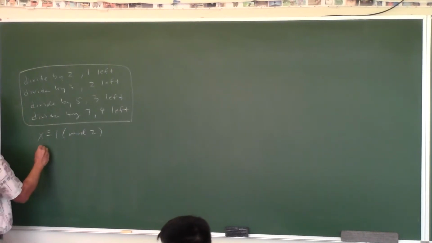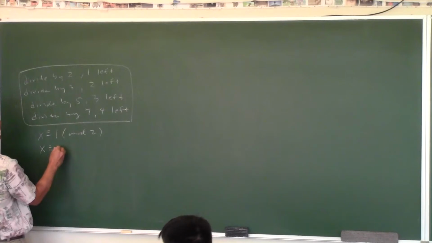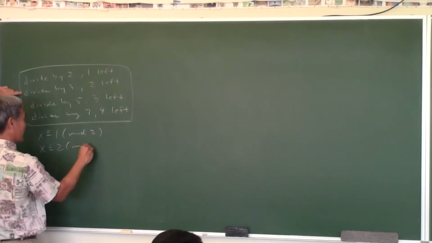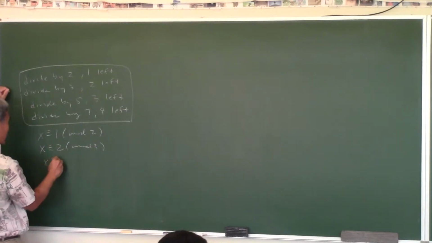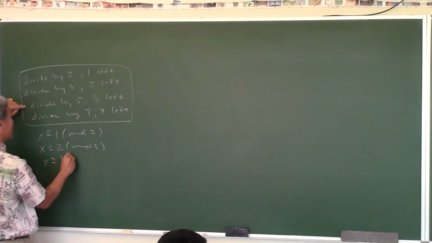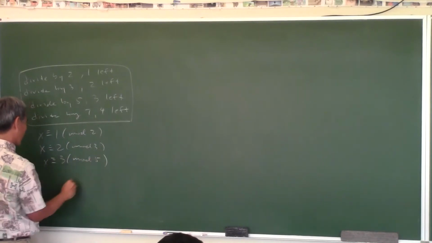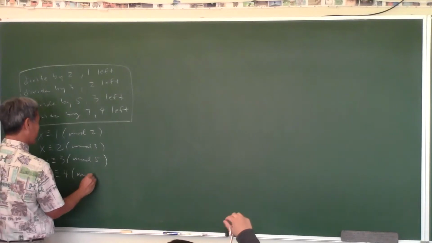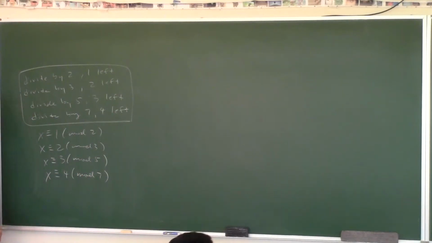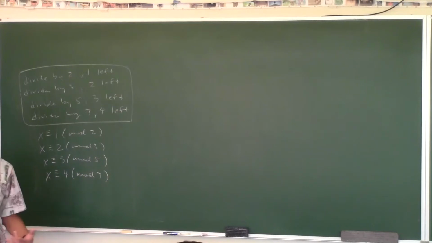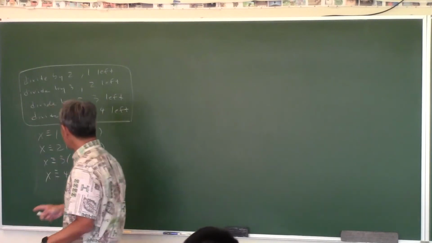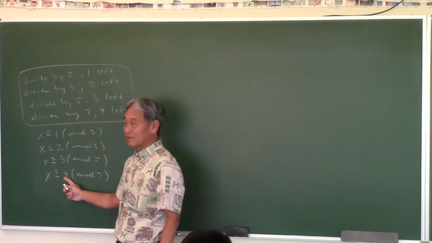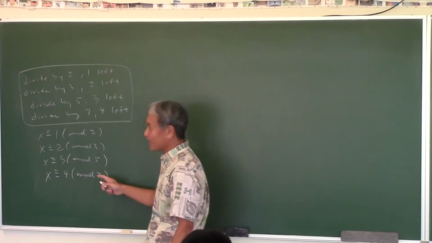Yes. Okay, so this number we're looking for also has to be congruent to 2 mod 3, and it has to be congruent to 3 mod 5. And finally, the number we're looking for has to be congruent to 4 mod 7. So what numbers satisfy this property here? If you're looking at this, this is a1, a2, a3, a4, right? This is m1, m2, m3, m4.